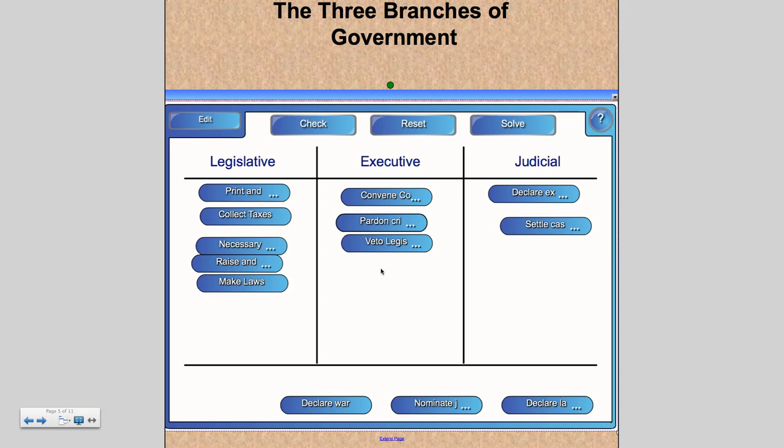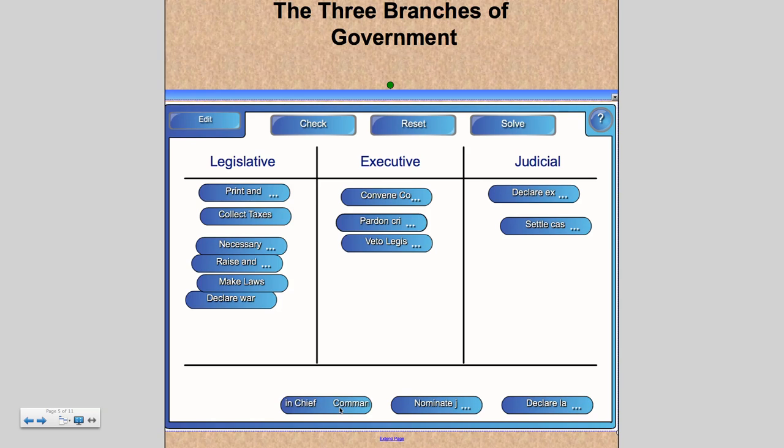Declare war. I feel like the executive branch might be able to declare war, but if I remember, I think that the executive branch has to get the permission of the legislative branch. So we're going to put it in the legislative branch.